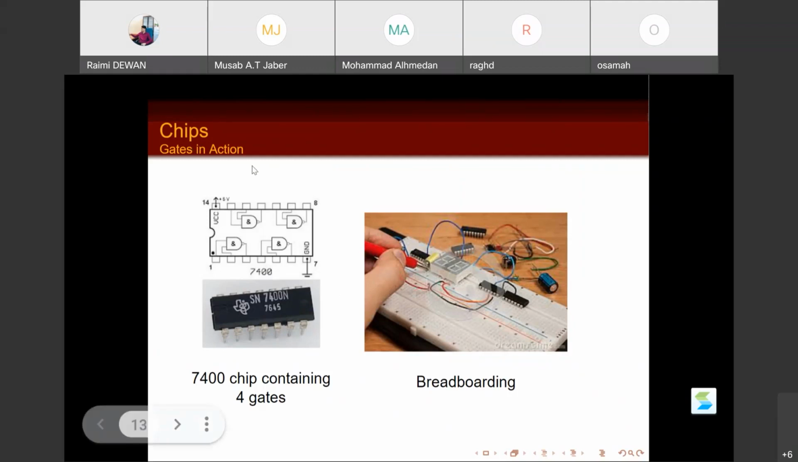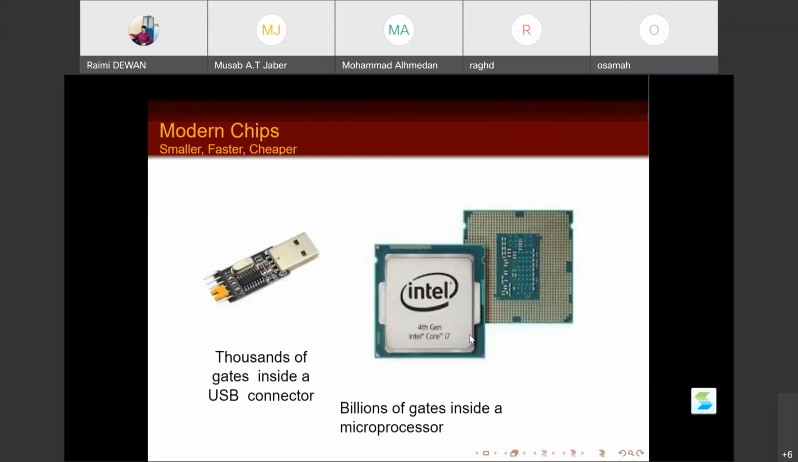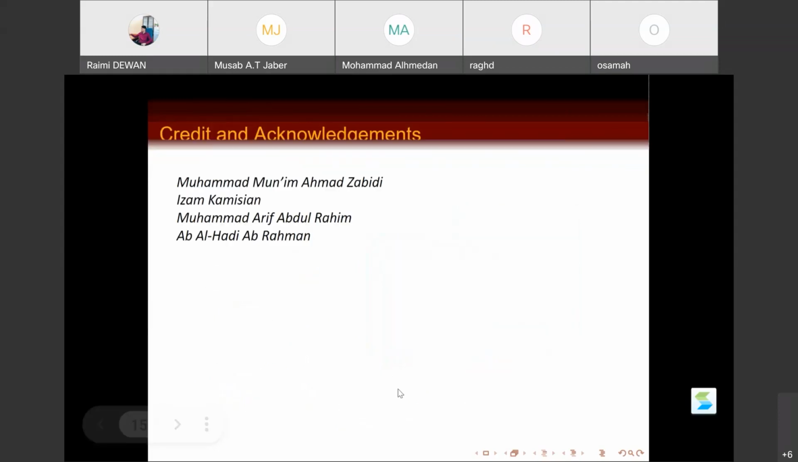So this is chip gate injection. You have the 7400. You will learn this chip later on. This one has 4 gates inside. Then we have this one, which we call breadboarding. The white one is what we call a breadboard. I don't know why they call it bread, it doesn't look like bread. There are thousands of gates inside a USB connector, and billions of gates inside a microprocessor, Intel, AMD, whatever. In fact, the number of them to do processing is in billions.